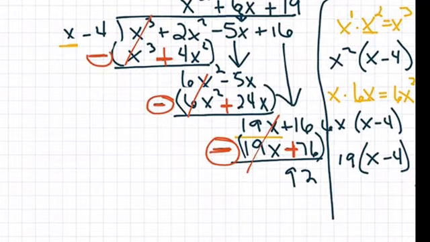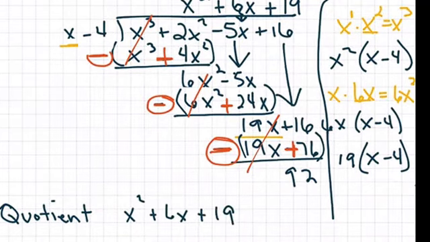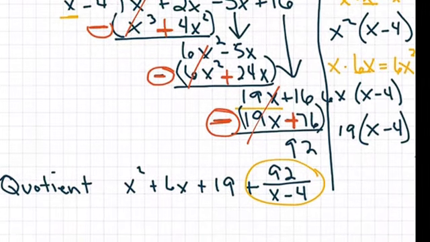Now pay attention here on our quotient. The way we're going to write this with a remainder other than 0 is x squared plus 6x plus 19 plus the remainder goes in the numerator and the divisor is the denominator. So we end up having this fraction that we are tacking on to the end of our quotient.